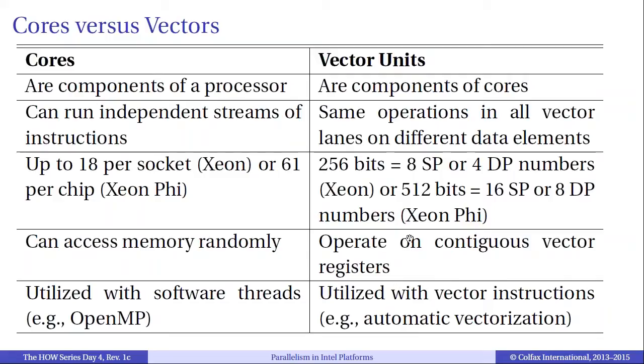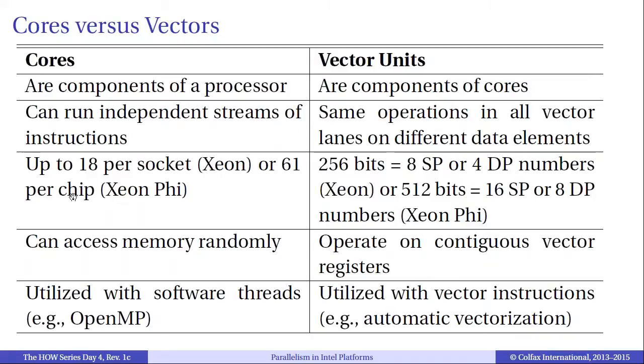I also have a line in this table that indicates the number of cores and the number of vector lanes. I just want to point out that the number of cores is anything but a power of 2 usually. Well, in Xeon Phi you can have 61 active cores. As for vector lanes, the number of vector lanes is usually a power of 2, corresponding to a power of 2 bits in the vector register.